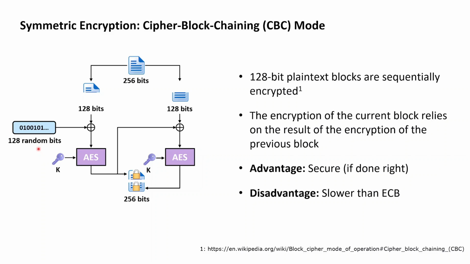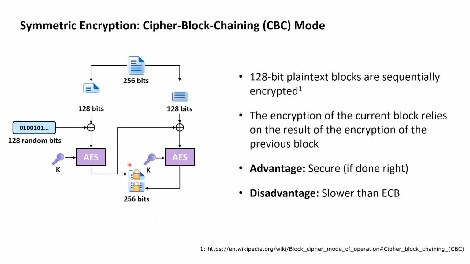Once all these 128 bits of the first plaintext block are XORed with the 128 random bits of the initialization vector, the result of this XOR is then encrypted with AES under the given symmetric key K. This results in a first partial 128-bit ciphertext for the first 128-bit plaintext block.